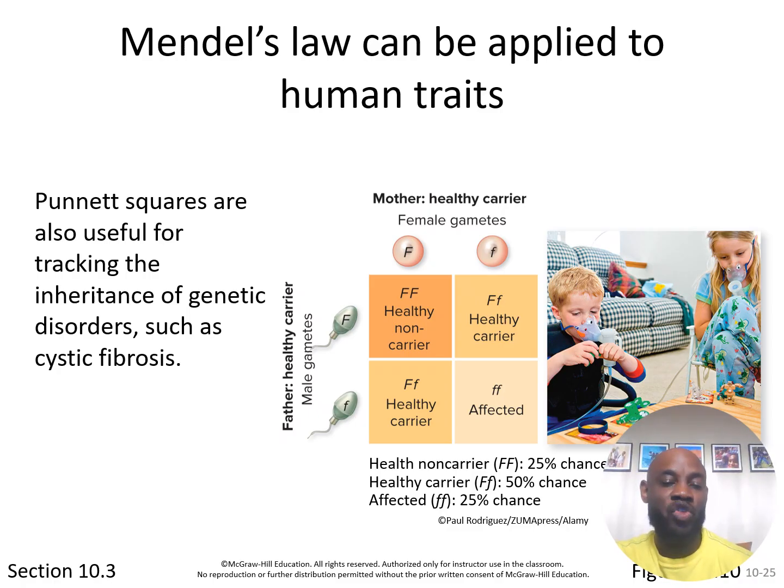And so if two people who are heterozygous for this particular disease were to come together and have a child, there's a 25% chance that their child could have the disease, and then there's a 50% chance that their child would be at least a carrier for the disease.